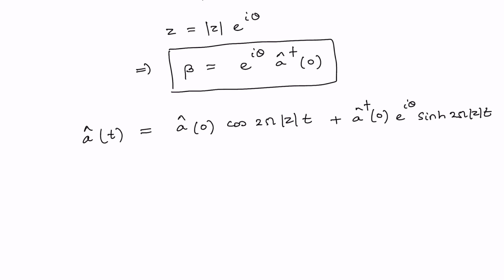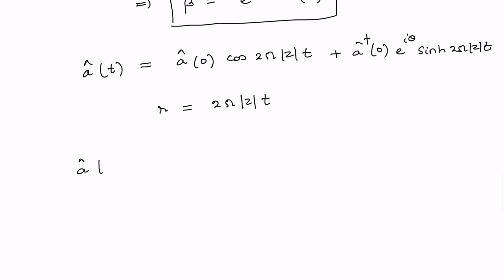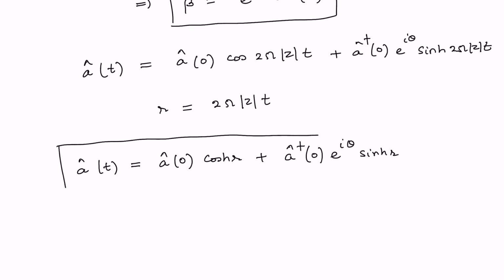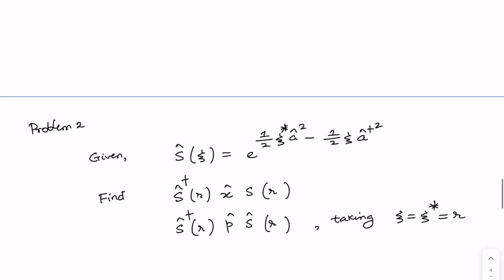Okay, now defining the squeezing parameter r as twice omega mod z t, I can write a of t is equal to a of 0 cosh r plus a dagger 0 e to the power i theta sinh r. And this is what was required to work out, and we have done that. Let us now work out this problem.